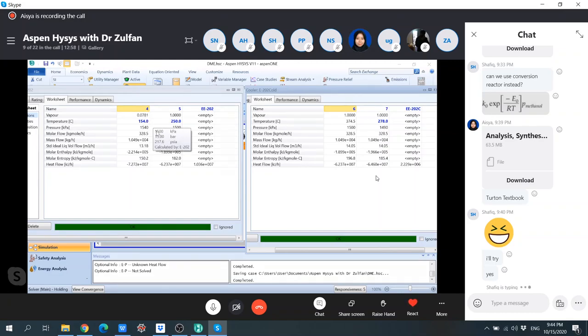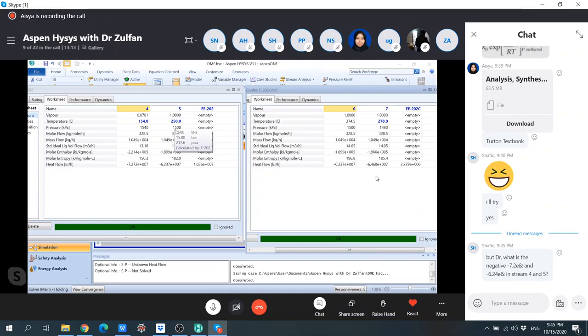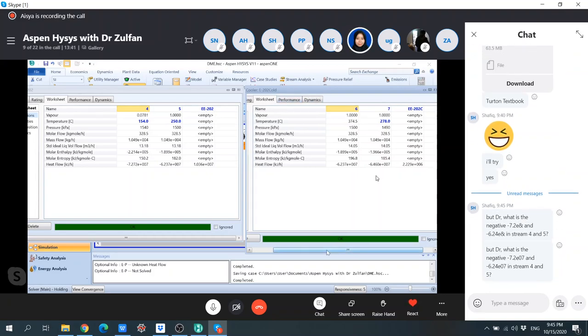So from stream 4 to 5, we deal with the latent heat because we are changing the phase from liquid to vapor and then increasing the temperature of the vapor to 250 degrees C. Hence, because of this latent heat, we will need a huge amount of energy, which is this 10 million kilojoule per hour of energy. And in this E202 cooler, reducing the temperature from 374 to 278, we will release only 2 million. You follow? 2 million. Yeah.